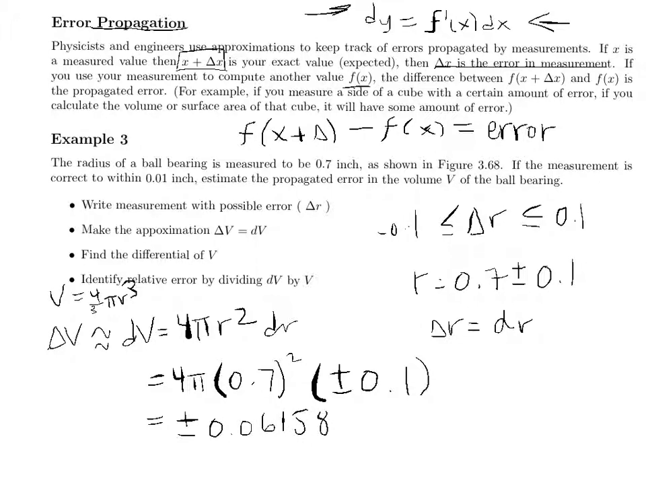Okay, it's 0.7 squared times 4 pi times 0.1, plus or minus 0.1. 0.01. No. What? Okay, we have to multiply by all of these. 4 pi times 0.7 squared times plus or minus 0.1. Why 0.1? 0.1 is our dr, our delta r. Yeah, this is like within 0.01. So, yeah. That's for the radius, right?